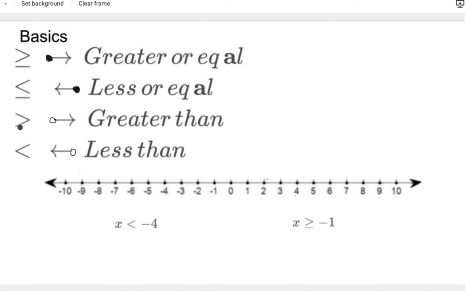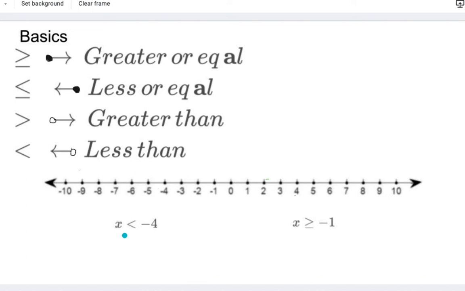If it's only greater than, it doesn't have half the equal sign, so it's an open circle. So if it's just less than -4, it starts at -4, but -4 is not included. So -4.1 is included, but -4 itself is not. So that's why it's an open circle when you graph it.